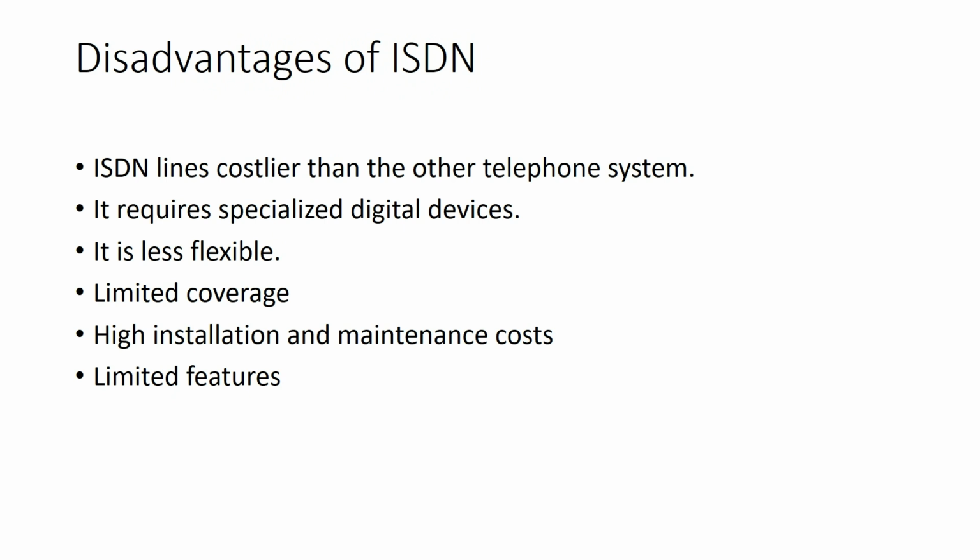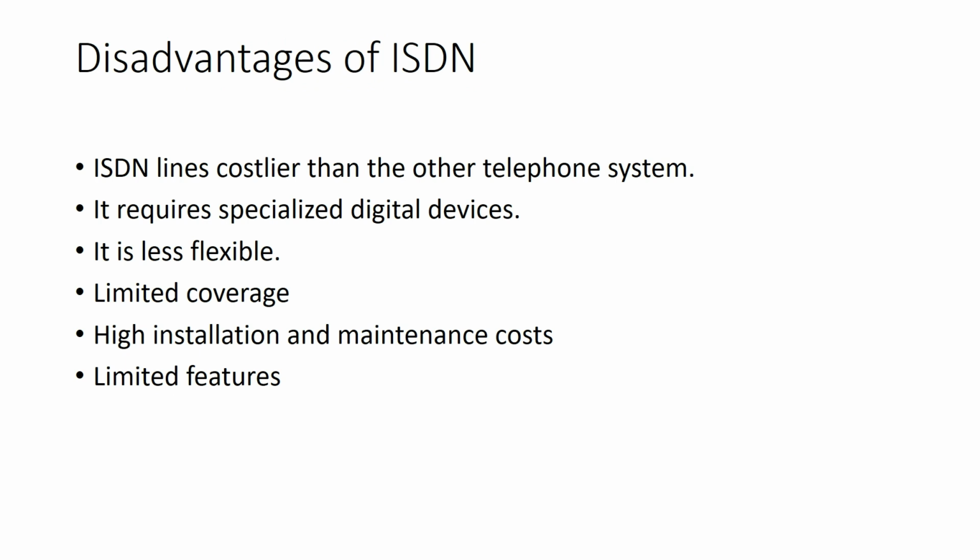Disadvantages are it is costlier. It's completely costlier compared to the other telephone systems. The PRIs are using the broadband ISDN. Broadband ISDNs are using the fiber optics. Establishment of a fiber optical network is a little costlier compared to the conventional telephone networks. Another thing is it requires specialized digital devices. ISDN subscribers can only use this one. So ISDN requires the special digital devices.